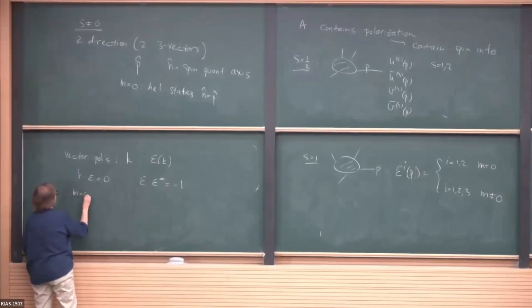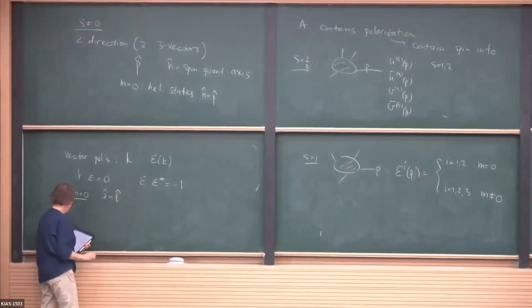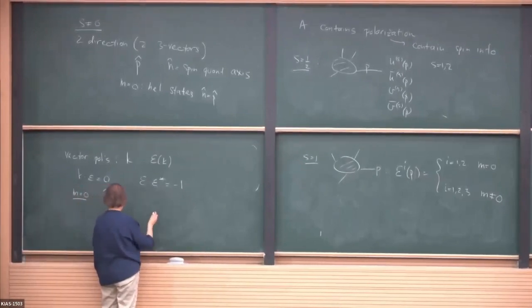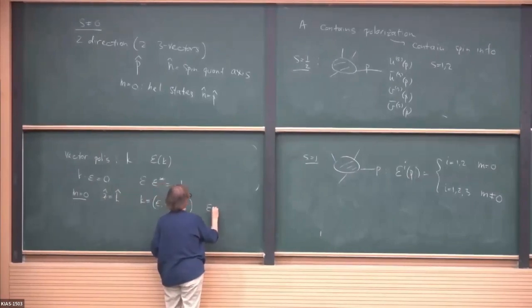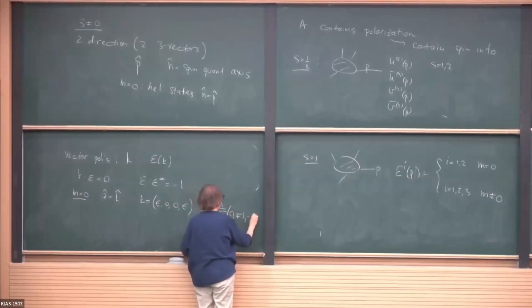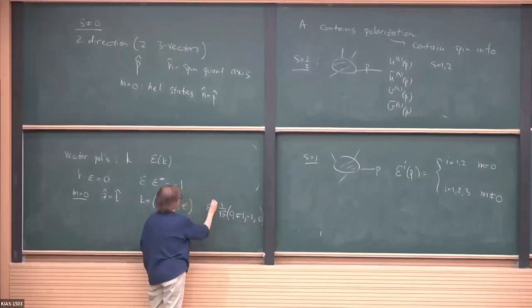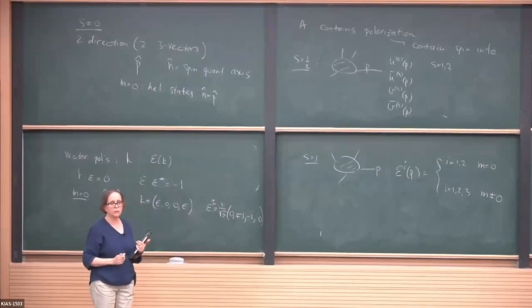And if we take m equals 0 and choose again z to be in the k direction, then our k is (E, 0, 0, E). And we can choose epsilon to be 1 over square root of 2 times (0, minus plus 1, minus i, 0). So this is for the plus or minus polarizations. And that's the choice that we usually make.